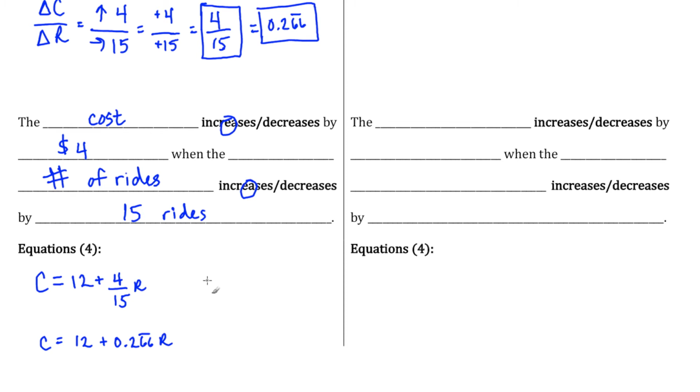Let's write this the other way. The cost was $4 for every 15 rides, or 4/15 of a dollar for every ride, plus the original $12. So the cost was about 26 cents per ride, plus the original $12.